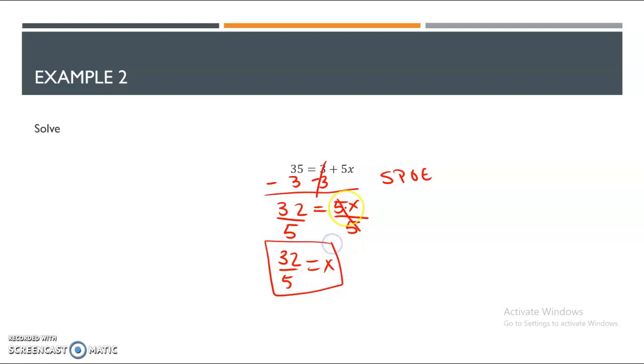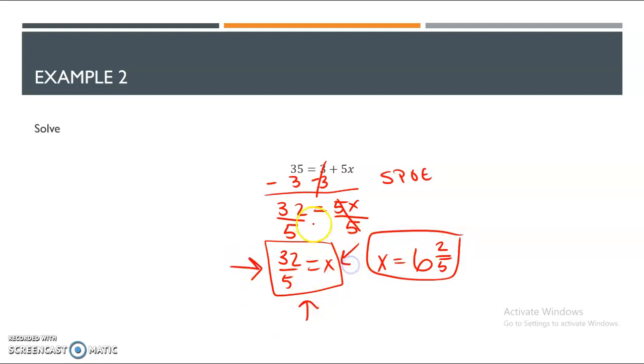If Math Excel is being picky and says to make it a mixed number, look at what Math Excel wants it to be. Then you would make it into a mixed number. 5 goes into 32 6 times, so we have a whole number of 6. Then 32 minus 30, because that's what 5 times 6 is, is 2, so we'd have 6 and 2/5 as our mixed number. Now, to be honest, this is my preferred answer.